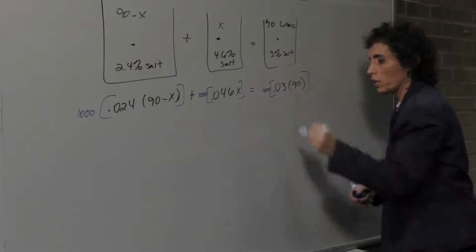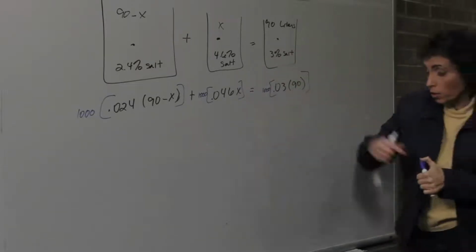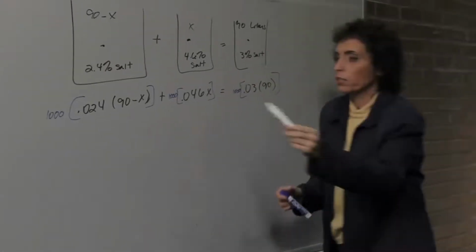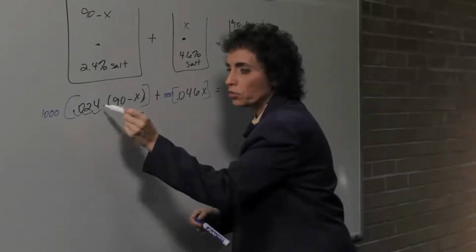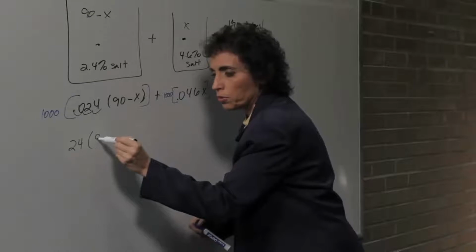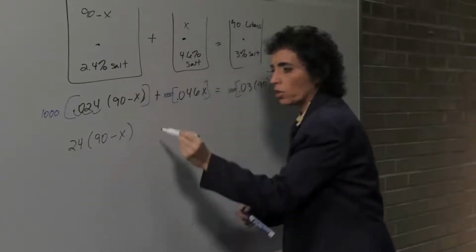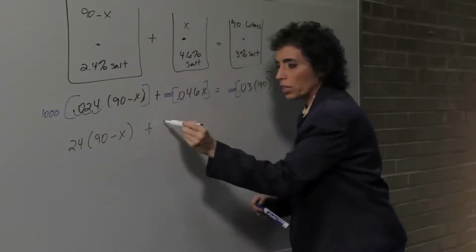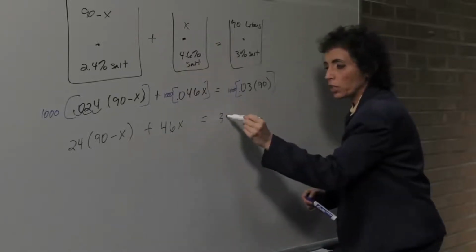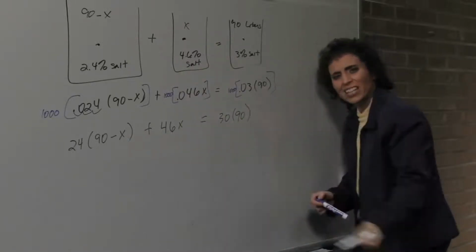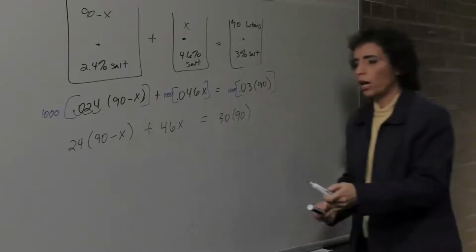It's okay, don't freak out. I know it only needed 2. It doesn't matter, as long as we keep it in balance. Move it 3 places, and this is going to give us 24 times 90 minus x plus 46x equals 30. That was painless.